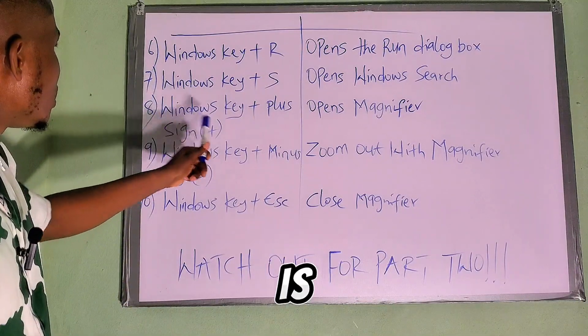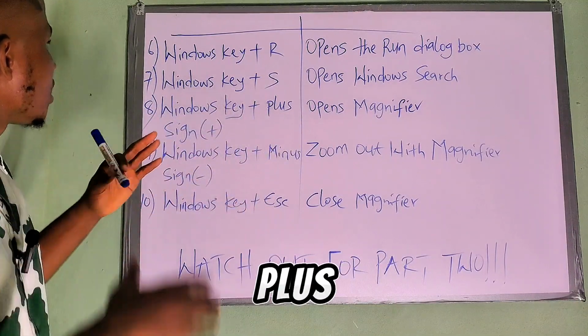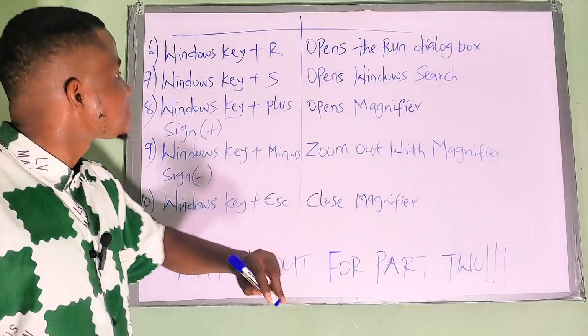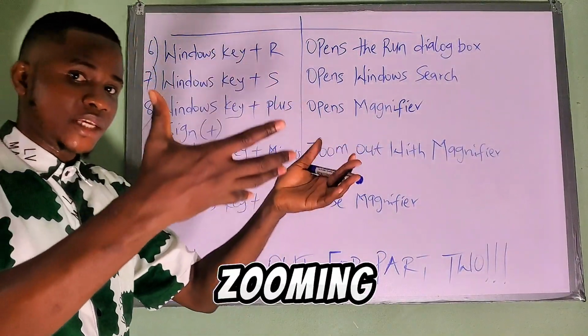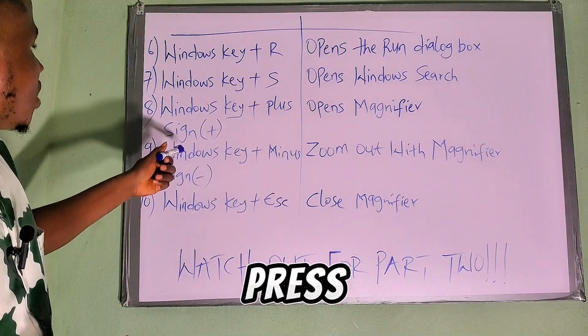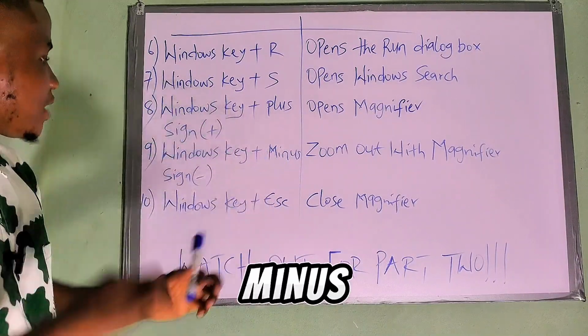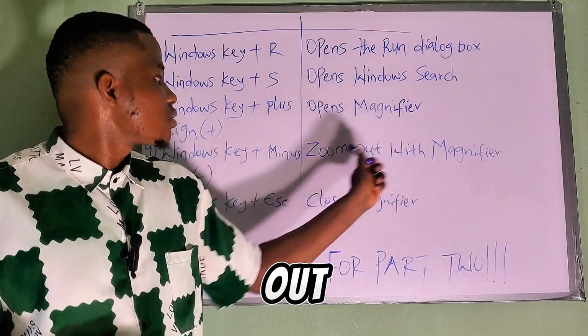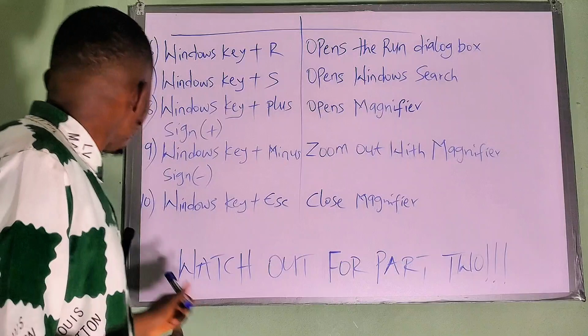The eighth one here is Windows key plus sign. This opens the magnifier. It's more like zooming in. Now if you want to zoom out, you press Windows key plus minus key on your keyboard. This will zoom out with magnifier.